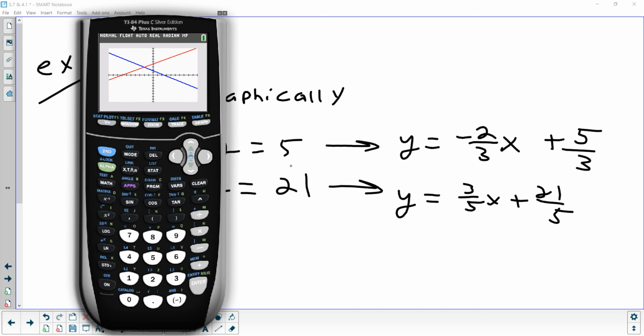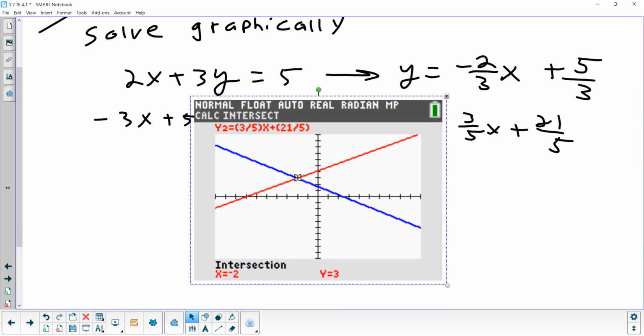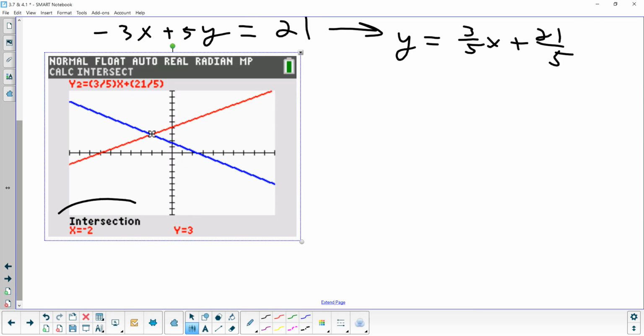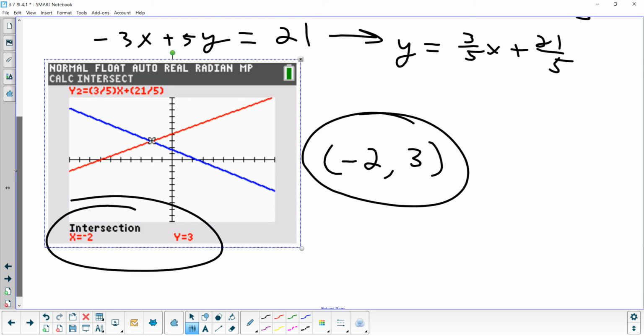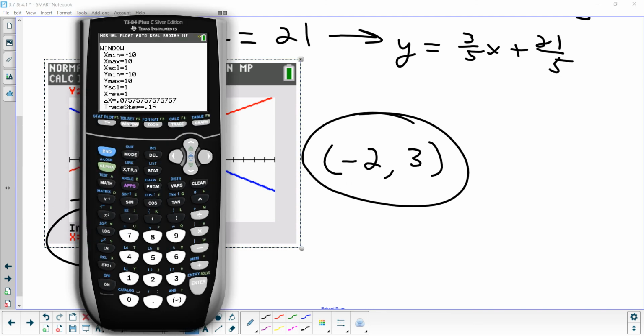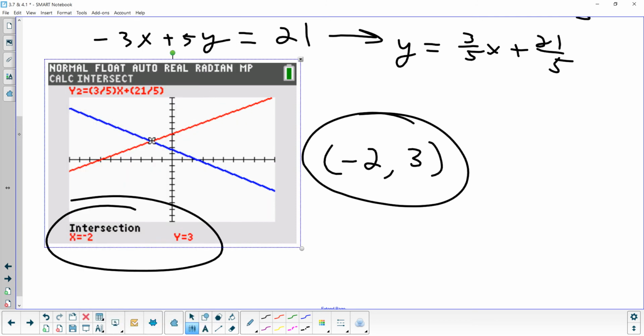All right, so that's a perfect window. That's just the standard window. Second calc, intersect. And you can write your answer a couple different ways. You could write it just like this: x equals -2, y equals 3. Or as a coordinate. You can write it either way. Any questions on that one? Are you zoomed in on that? No, I think that's just the standard window, -10 to 10, all that stuff.